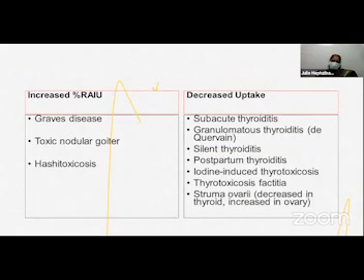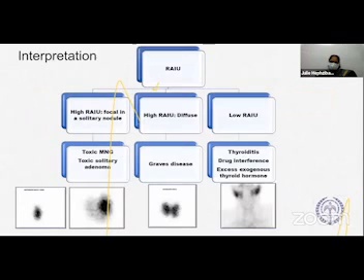Where do you get increased radioactive iodine uptake? We get it in Graves, toxic nodular goiter, and hashitoxicosis. Decreased uptake can be in any of the thyroiditis and in struma ovarii. In struma ovarii, there will be decreased uptake in the thyroid bed, but it may increase in the ovaries.